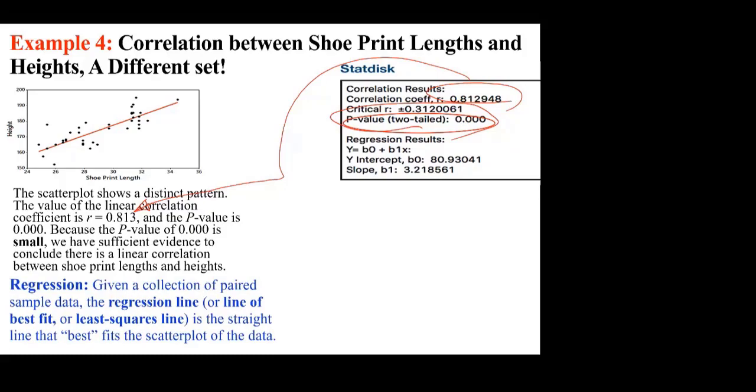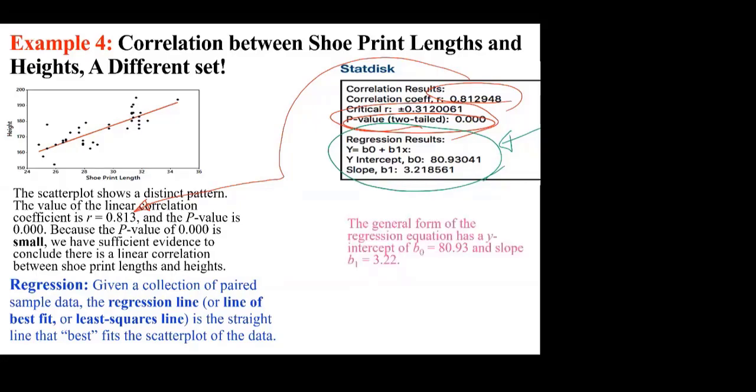And what is a regression? Given a collection of paired sample data, the regression line, or line of best fit, or least squares line, is the straight line that best fits the scatter plot of the data. In other words, is there a way to calculate that line, the line in red when you go back to the plot? Yes, the process is called regression. And in fact, it is given again with the technology. There is a process we will go over, and you'll see it can be done by hand. Needless to say, it takes forever, but it can be done by hand.